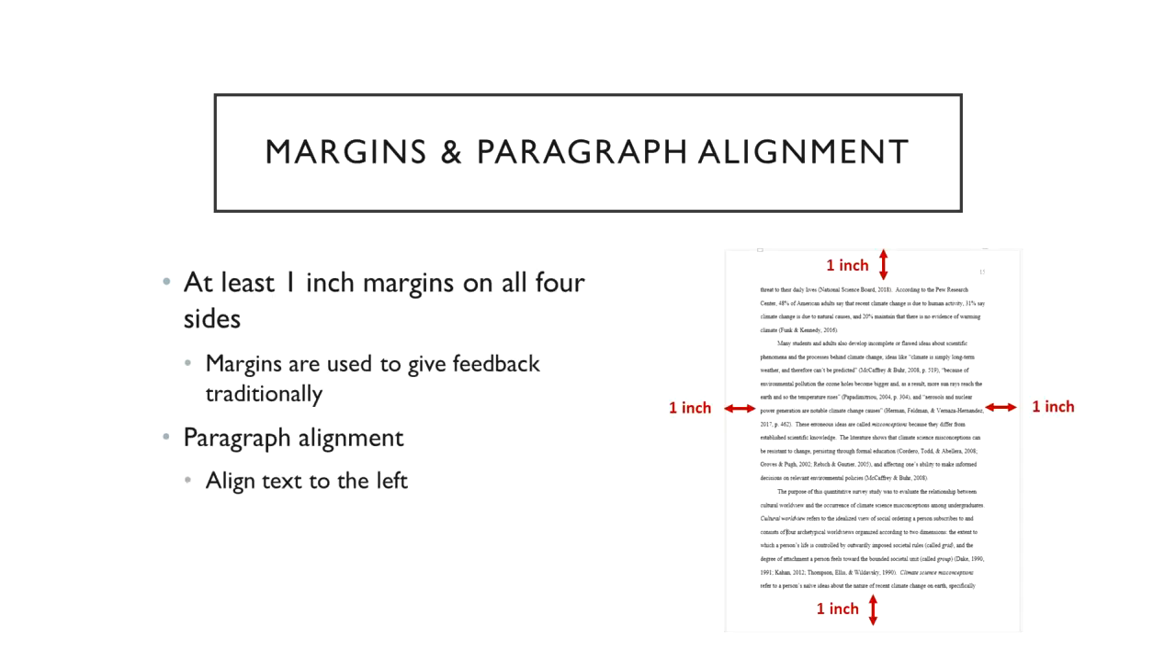APA format also specifies the margin size and paragraph alignment, so you must have at least 1-inch margins on all 4 sides of your paper, so that's top and bottom and left and right. And again, that's going back to that traditional method of using those margins to write feedback when someone's reading your paper, when the paper's printed out. And then paragraph alignment: text is aligned to the left, and you can see that in our example paper here. See the left alignment, and the lines are kind of ragged on the right side. Also notice that the first line of the paragraph is indented.